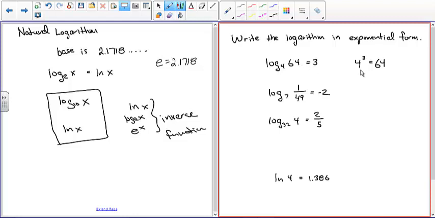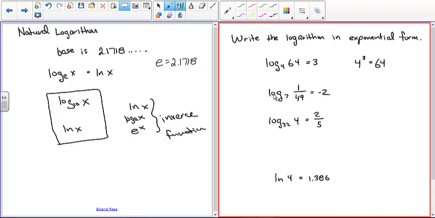So the equivalent exponential relationship, which shows the same relationship between these numbers, is 4 to the third power equals 64. So to go from the logarithmic form to the exponential form, this is the base, this is the exponent, this is the answer.